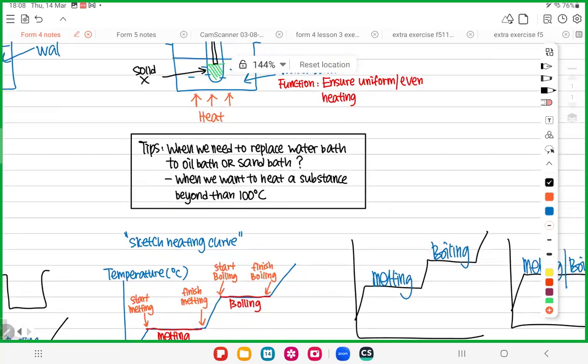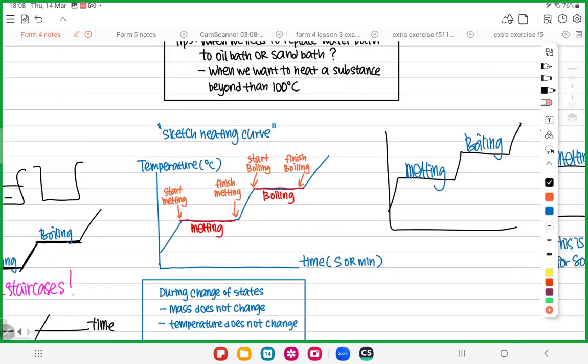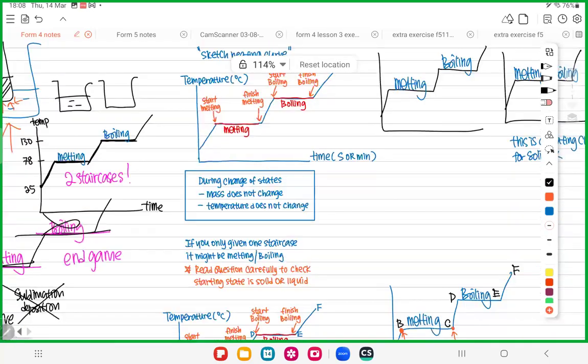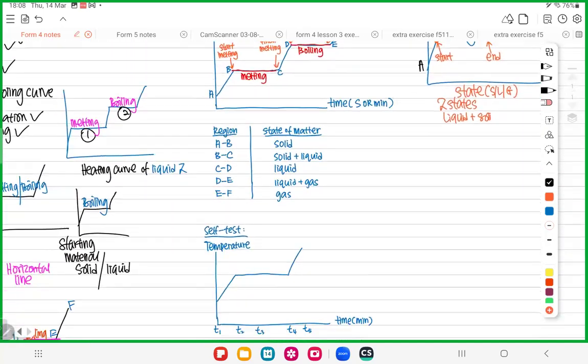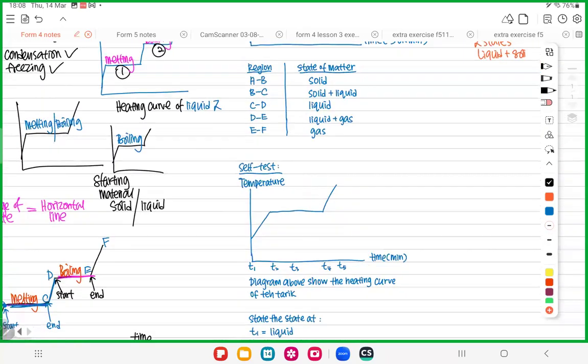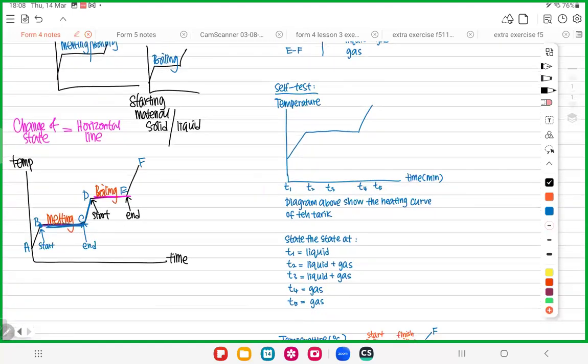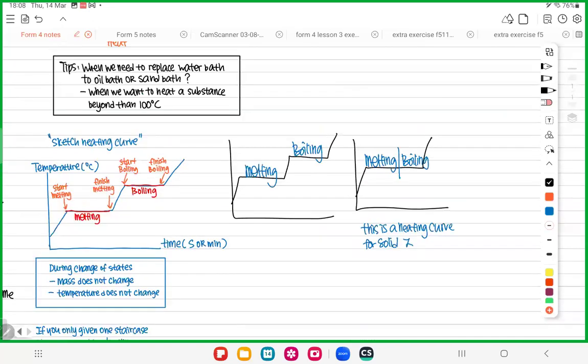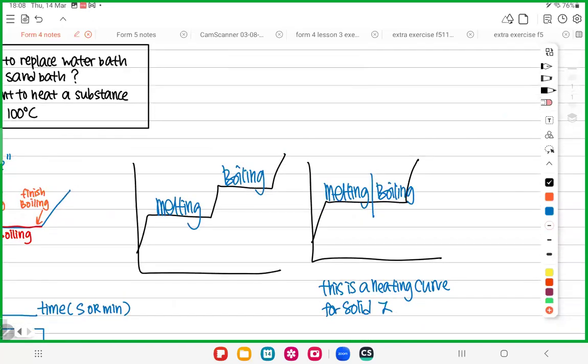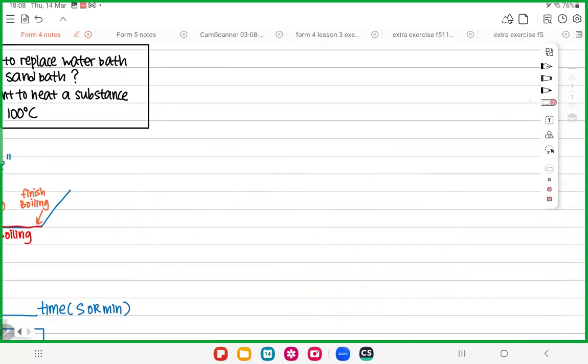Now I will start to teach you how to analyze the heating curve and how to analyze the cooling curve. This is something very, very important, so let's do it together. After this, we'll do a lot of exercises together. Hopefully, the exercises will give you a much better idea.